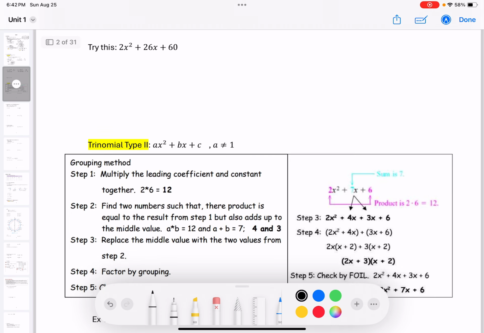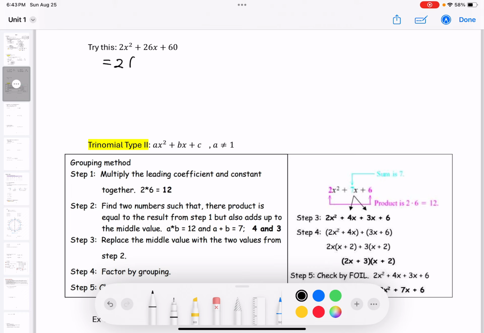Next one, here's a hint. This one I can also use the AM method. But some of you will question me: the leading coefficient is 2, it is not 1, how can you use the AM method? Because all of the three terms, 2, 26, 60, are all even numbers. Even numbers means they all have the common factor 2. So we can factor out the 2 first.